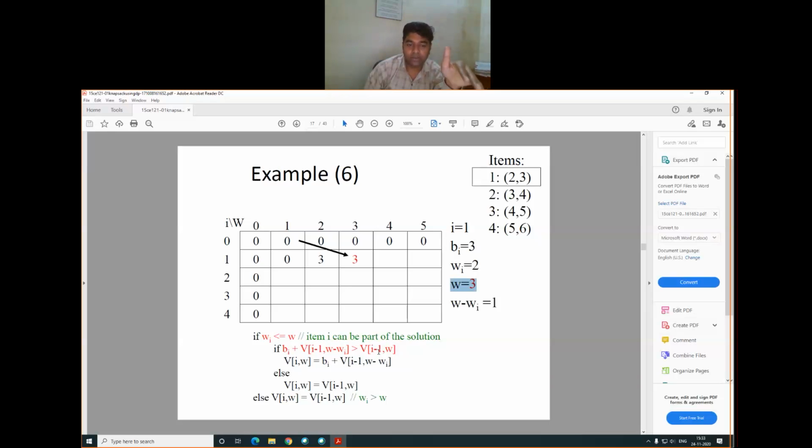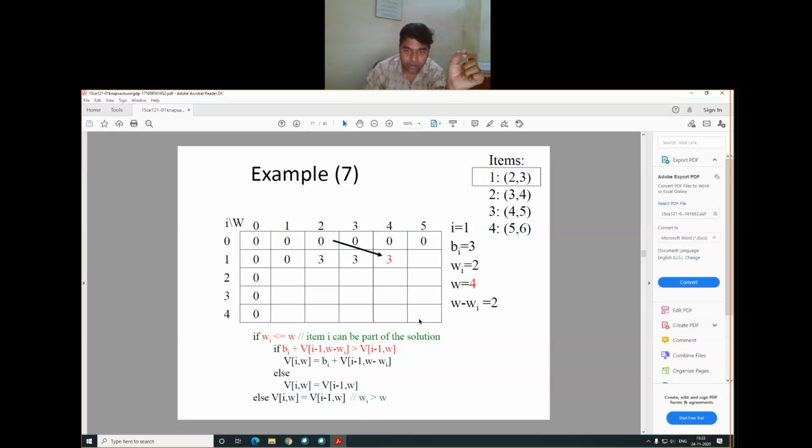So again what we are doing, V[i, w] is equal to b of i plus the other term, which will be there. Okay, meaning the value is equal to 3. You just have to compute this after this lecture. If you are confused about this, it is only a simple mathematical addition and subtraction.